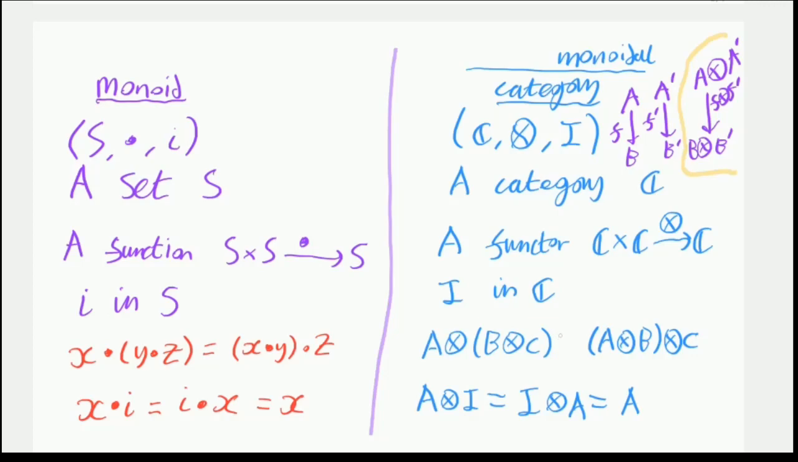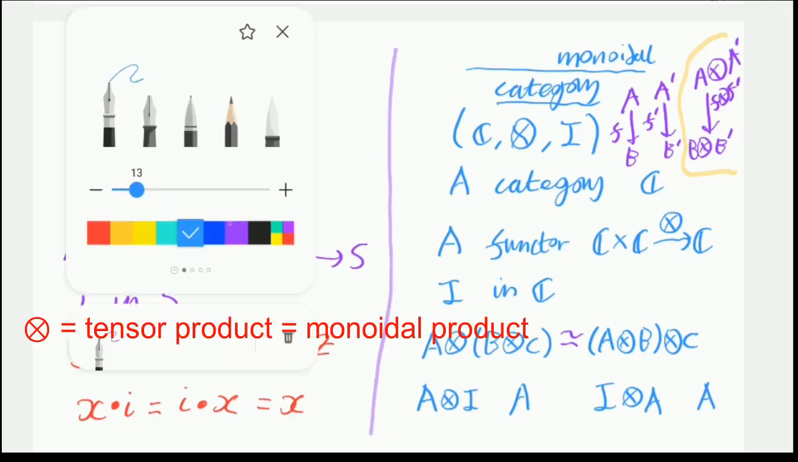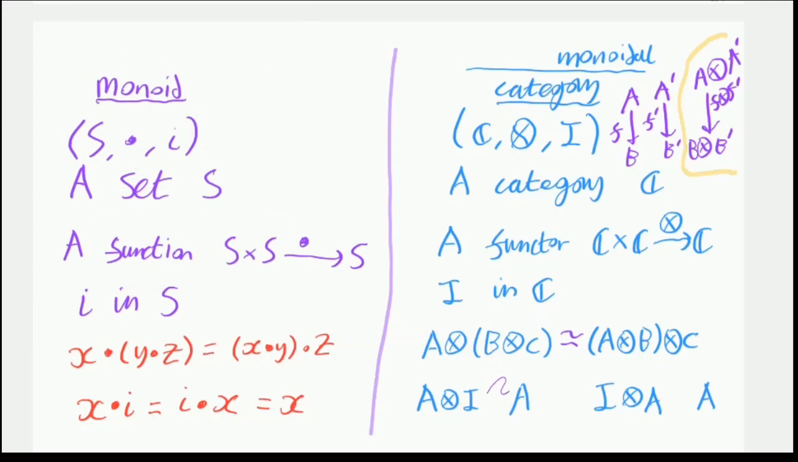Instead, it's enough to say that these things are just isomorphic. And in a similar way, rather than insisting that I times A is exactly equal to A and A times I is exactly equal to A, we're just going to suppose that those things are isomorphic. And actually we're going to suppose that these kinds of isomorphisms are special ones that have particular nice properties.